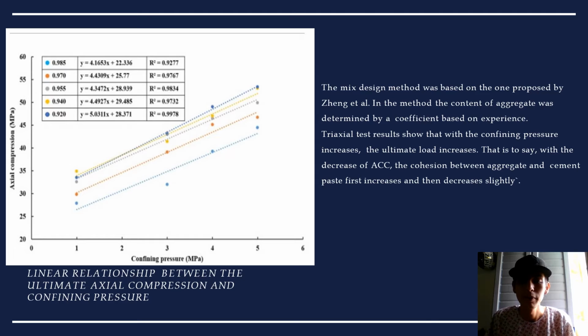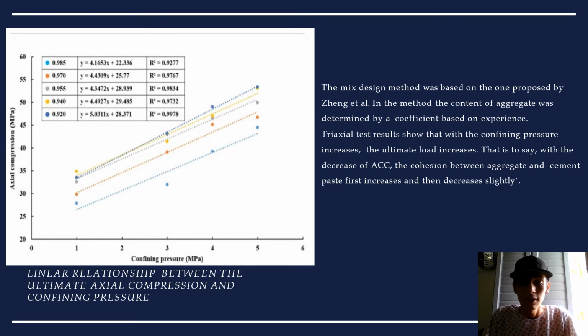The mix design method was based on the one proposed by Chen et al. In this method, the content of aggregate was determined by a coefficient based on experience. Triaxial test results showed that as the confining pressure increases, the ultimate load increases. A linear relationship was found between the ultimate axial compression and confining pressure.